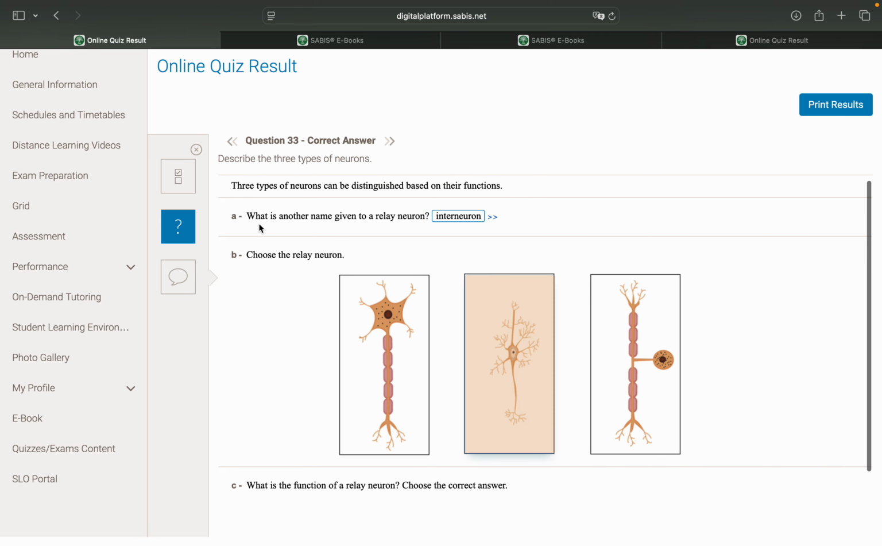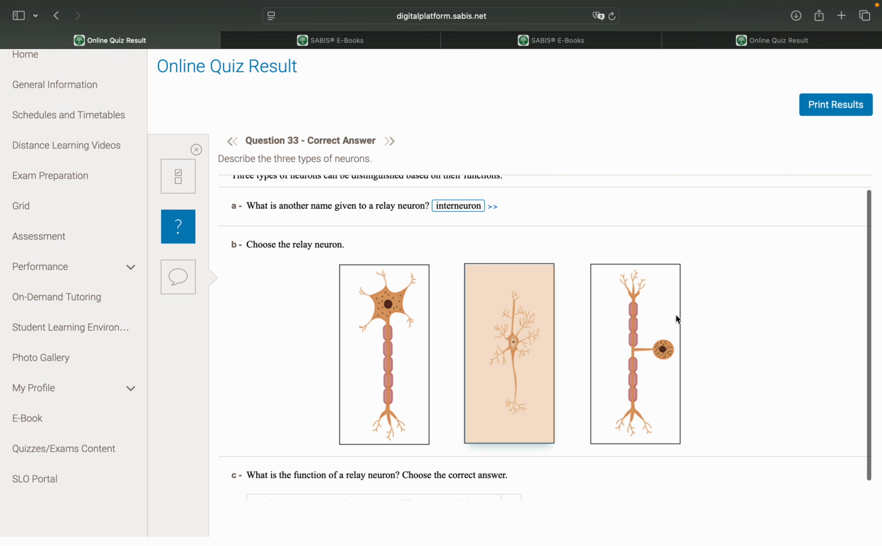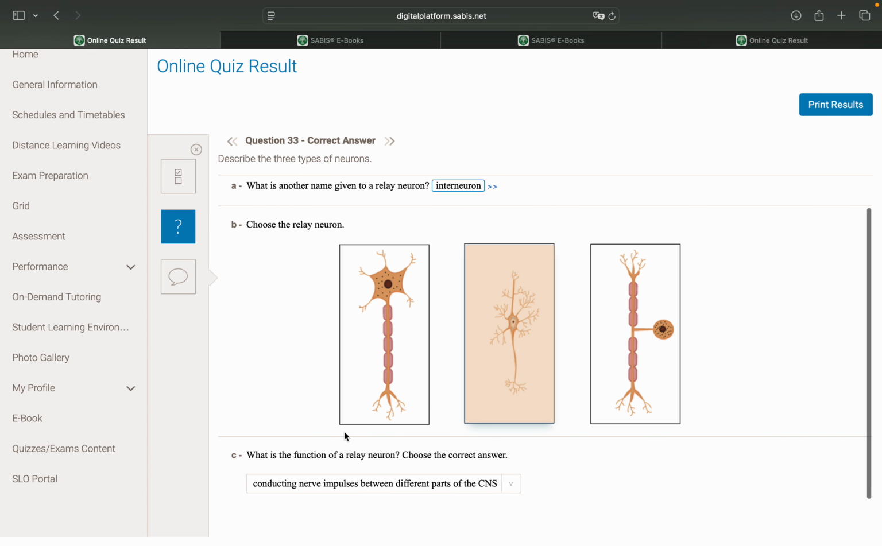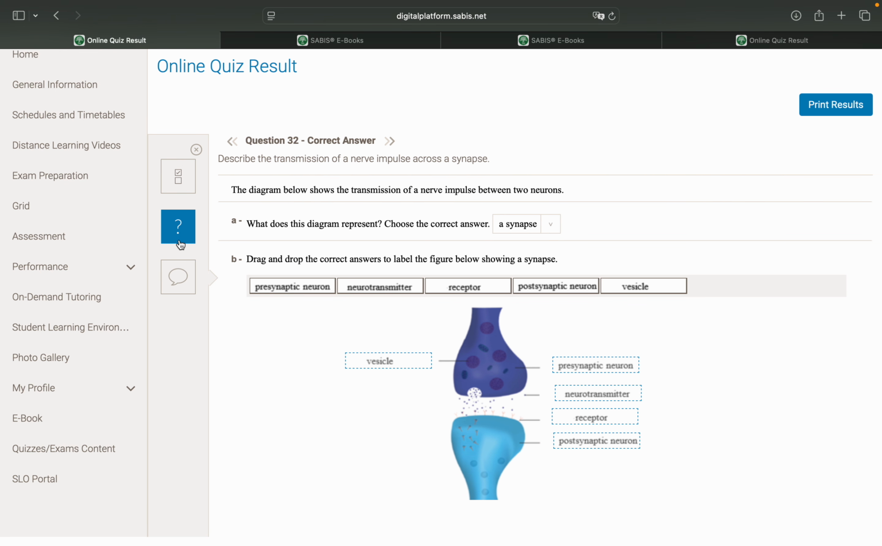Okay, as we said before, another name for the relay neuron is the interneuron. So this is the relay neuron. As you can see, they're branched and longer than these two. What is the function of the relay neuron? They conduct nerve impulses between different parts of the central nervous system. The central nervous system includes the spinal cord and the brain.